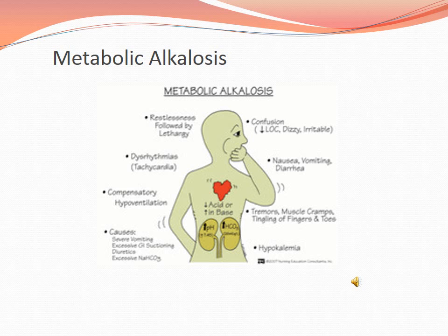For metabolic alkalosis, you're going to see a pH that is elevated and a bicarb that's elevated, because metabolic moves in the same direction as pH. So what you're going to be seeing is restlessness, dysrhythmias, compensatory hypoventilation.